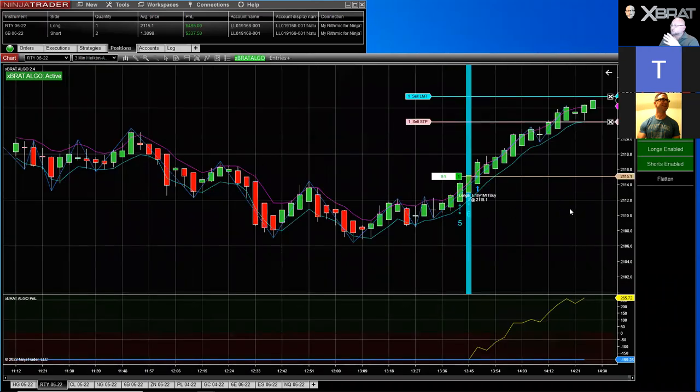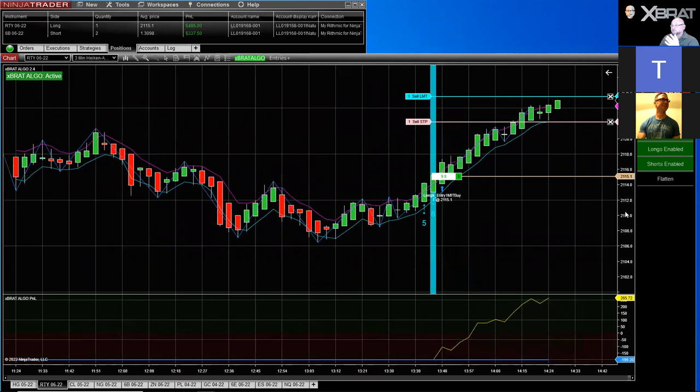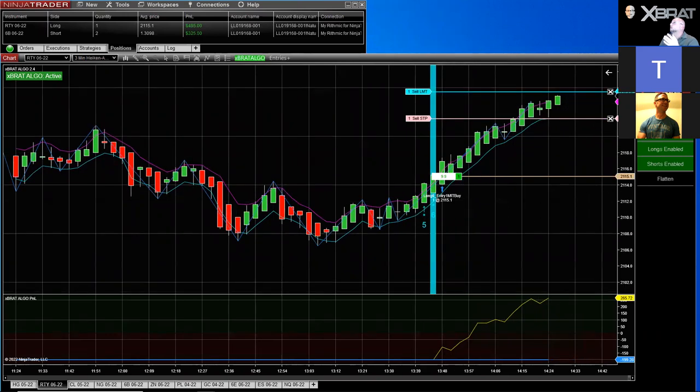RTY is a stock index, and this is going to hit target very soon and take profit. And I think the M2K already did. Yes. Okay. So the M2K is what we call a micro futures, and that's already hit target. I'll bring that over in a minute. But again, this is adjusting that trailing stop.